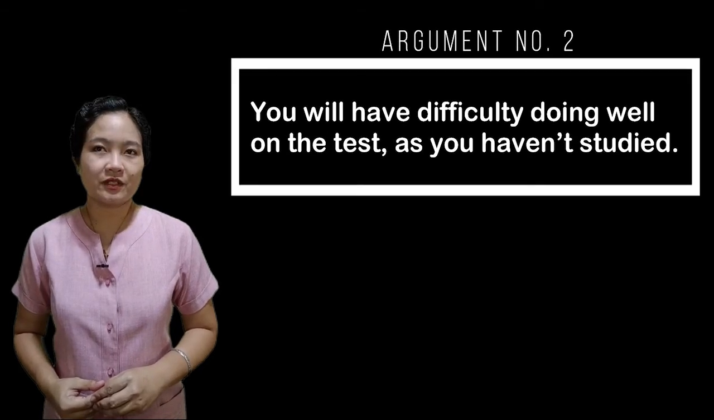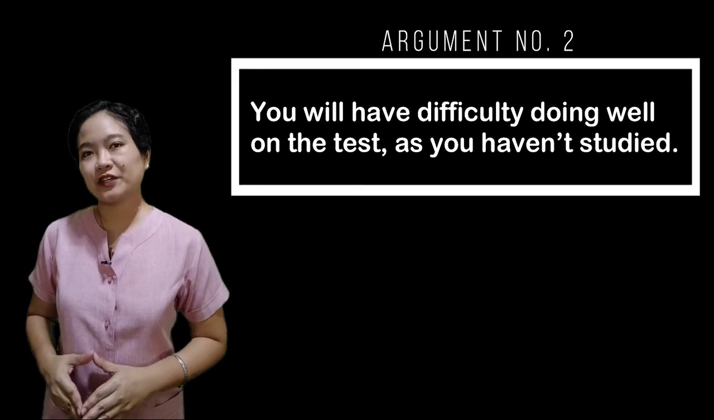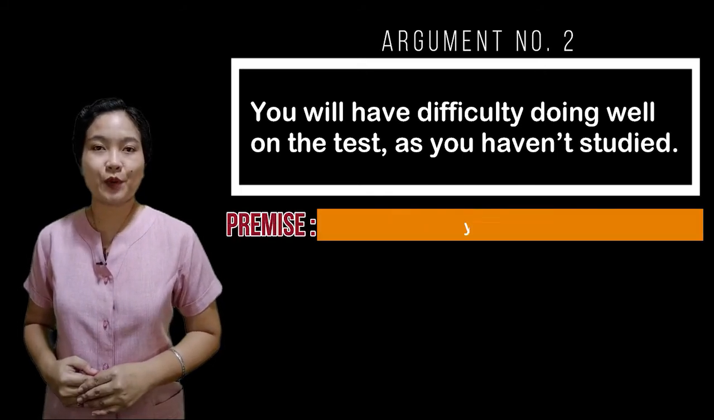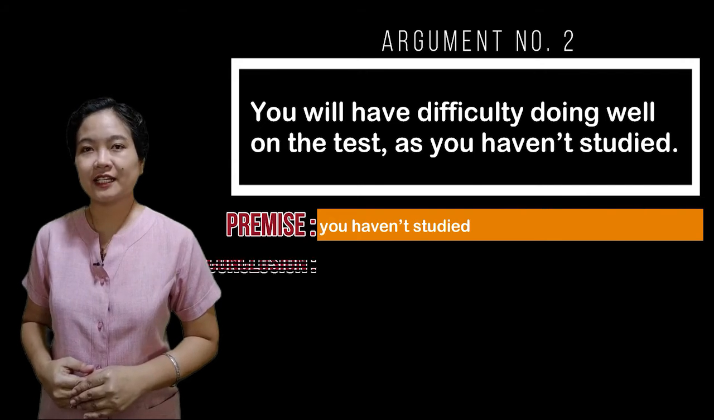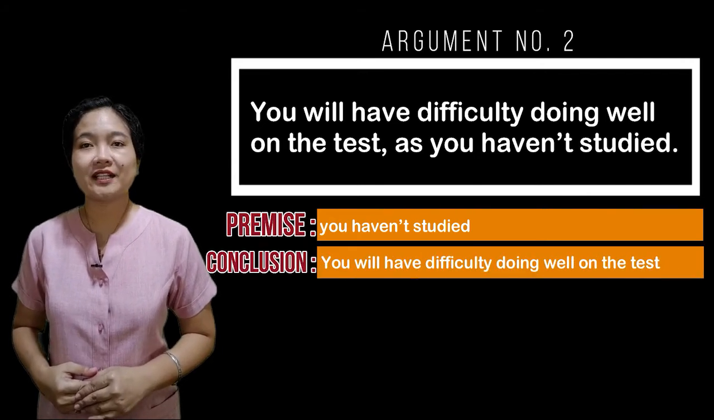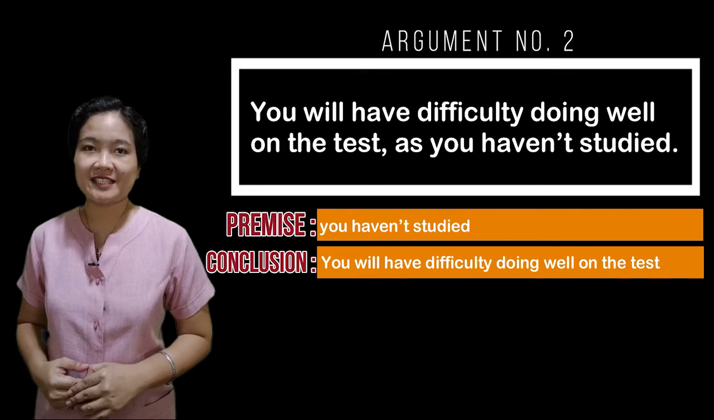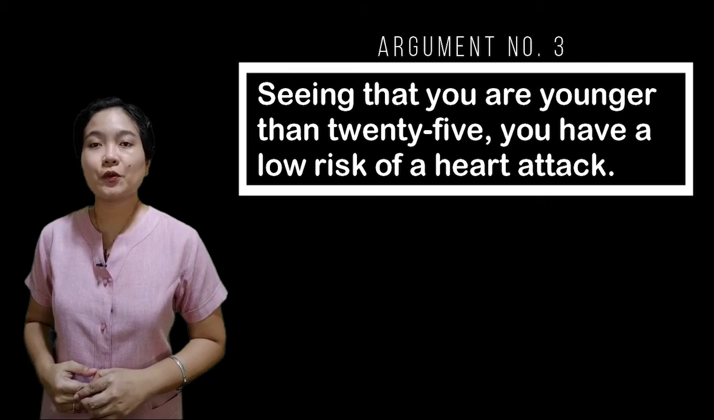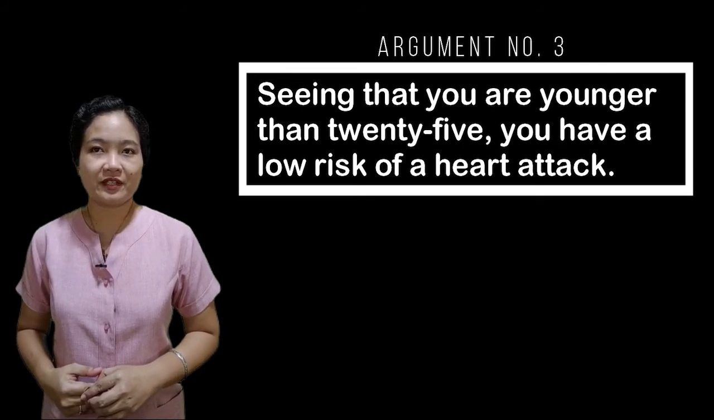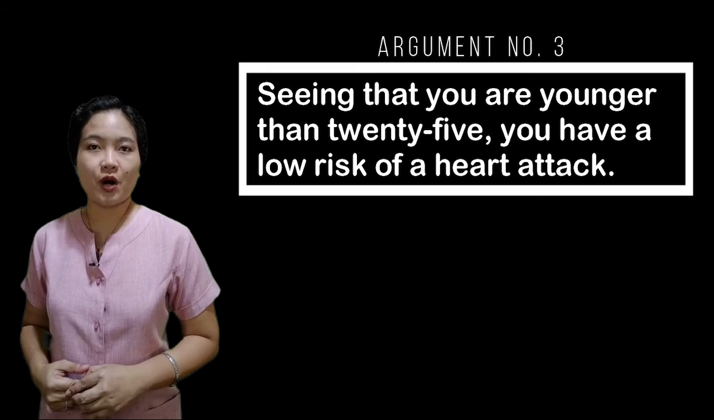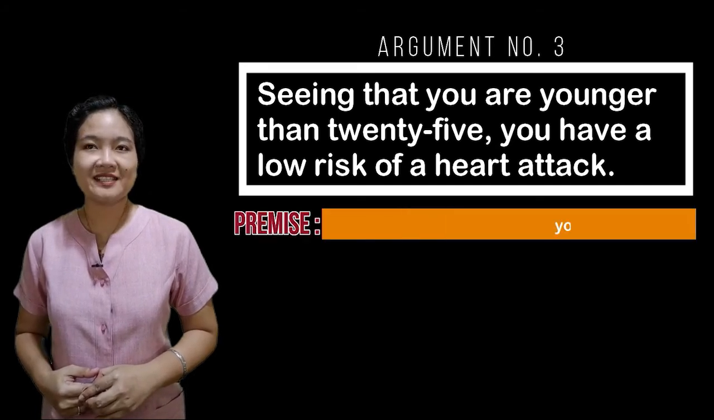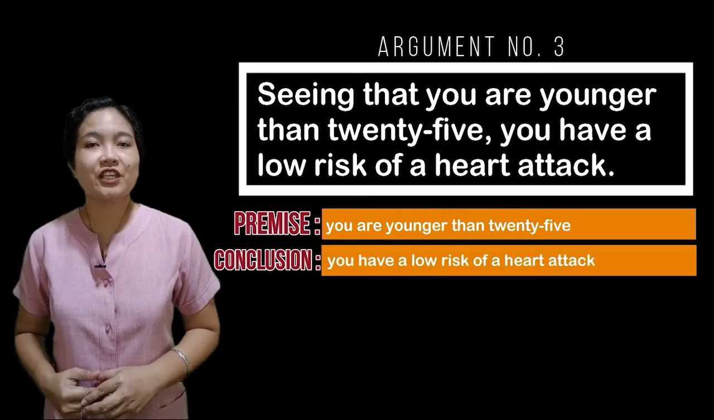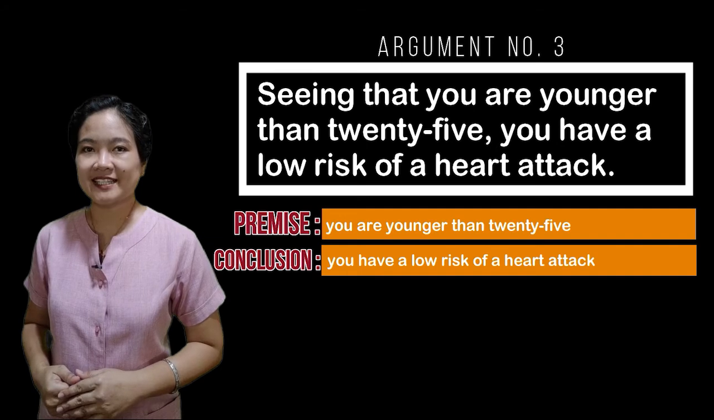Argument 2. You will have difficulty doing well on the test as you haven't studied. Premise: you haven't studied. Conclusion: you will have difficulty doing well on the test. Argument 3. Seeing that you are younger than 25, you have a low risk of a heart attack. Premise: you are younger than 25. Conclusion: you have a low risk of a heart attack.